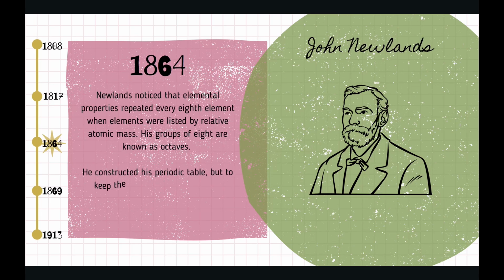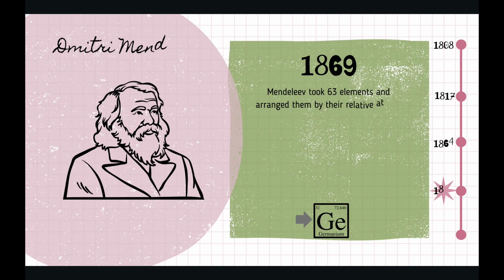Next, John Newlands in 1864 noticed that elemental properties repeat every 8th element. That means after 8 elements, as you go through the periodic table from left to right, it is going to repeat. And that happens when you order them based on atomic mass. His groups of 8 are known as octaves.